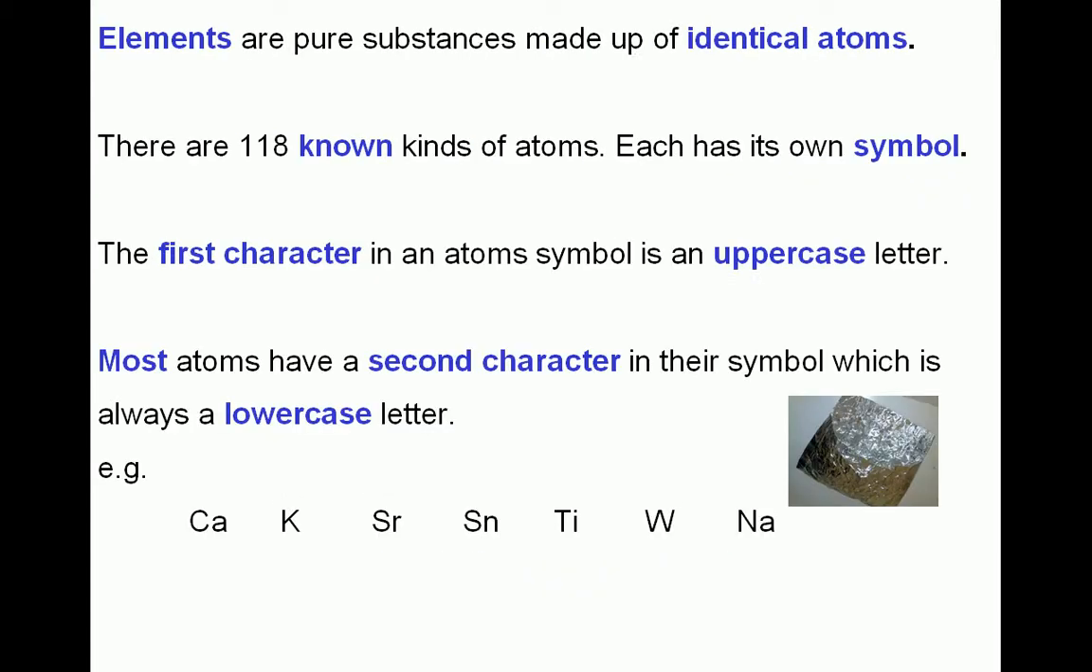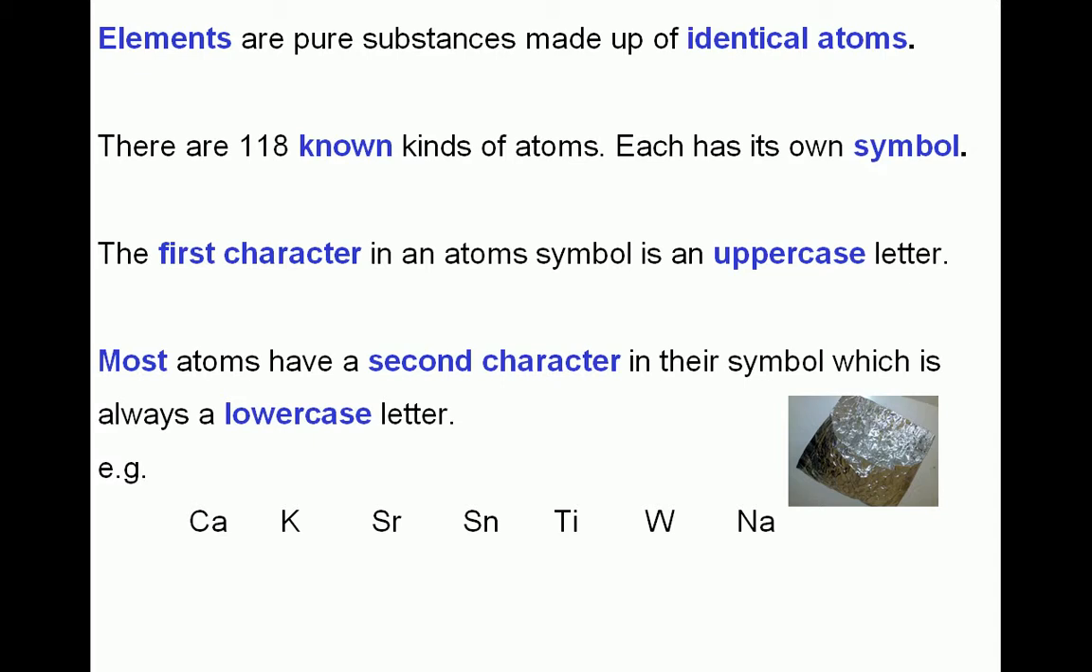So, elements are substances, pure substances made up of identical atoms. There are 118 known kinds of elements, and most of these have been discovered from the 1700s onwards. Each element has its own symbol. The first character in an atom symbol is an uppercase letter, but most atoms have a second character in their symbol, which is always a lowercase letter.